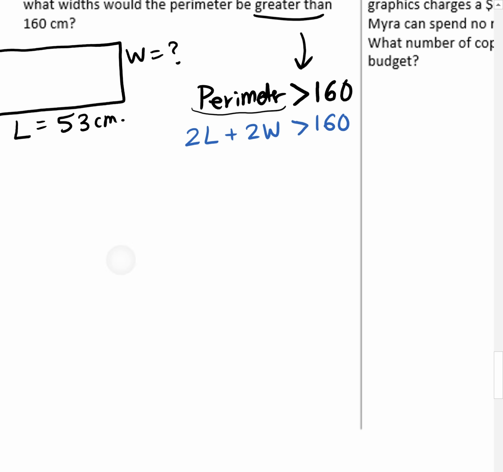And you know what? We know L, right? They told us the length is 53. So we should just be able to replace L with 53. It'll be 2 times 53 plus 2W is greater than 160.